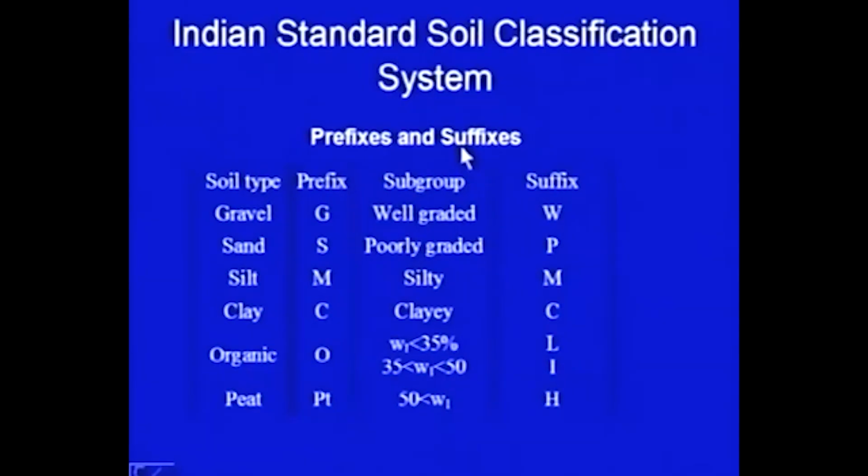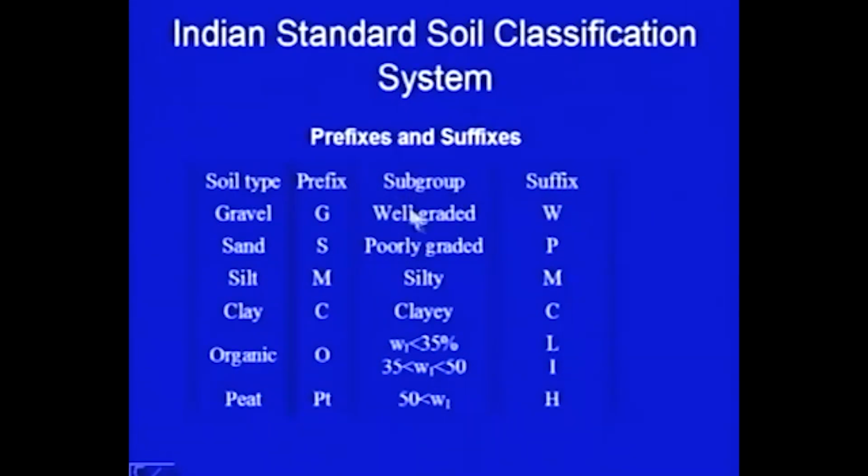Now, once those parameters are available, then we use the classification system. Here we have given the prefixes and the suffixes. These are the broad categories of the soil types. Gravel will be represented by G. Sand will be represented by S. Silt is represented by M. Clay is represented by C. Organic soil is represented by O, and peat by PT.